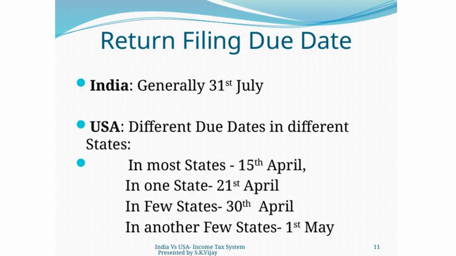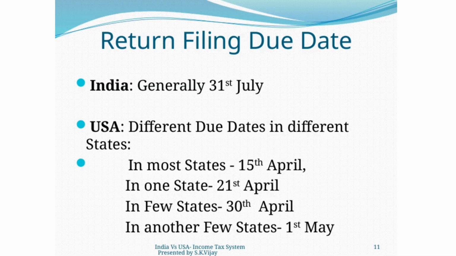Now, shifting our focus to the USA, the situation is a bit more varied because each state can have different due dates. Most states in the US have their tax filing deadline on April 15th, which is the same across many regions. However, there are exceptions. For example, one state has its deadline on April 21st, which is slightly later. Then, a few states have their due date on April 30th, and another set of states even extends it to May 1st. This variation highlights one of the key differences between the Indian and US tax systems.